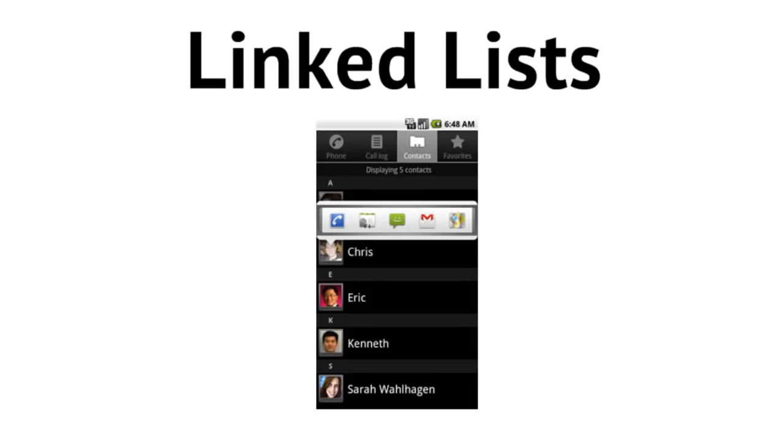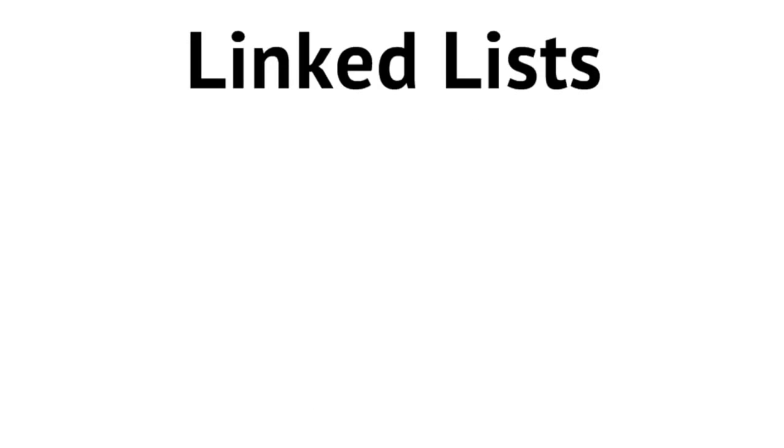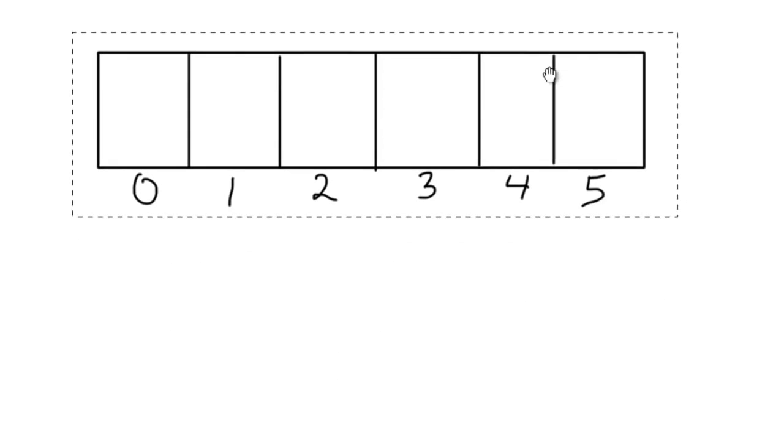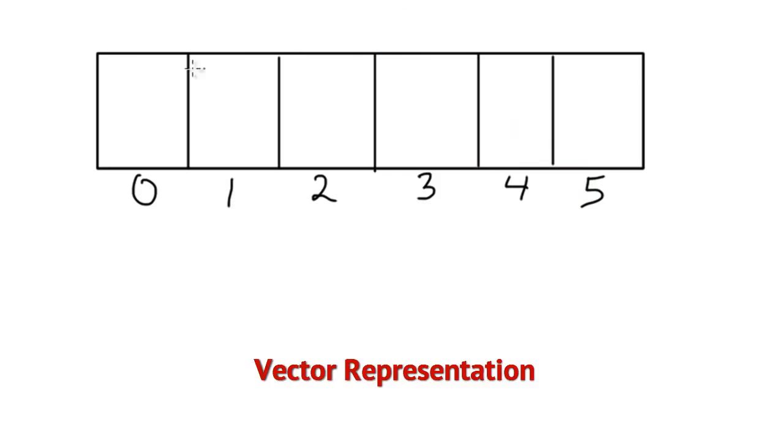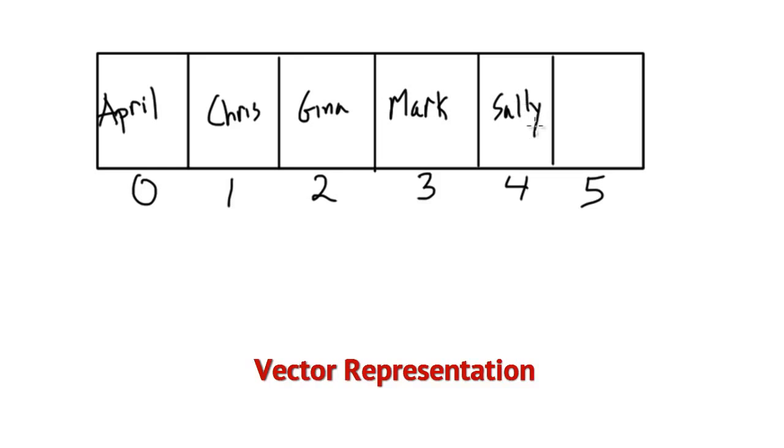And initially, instead of using a linked list, which is the main data structure we're going to talk about in this video, I first wanted to talk about representing it using a vector. So initially, we'll say that we have a vector of size 6, and we have maybe 6 contacts that's able to fill up that vector. So we have maybe April is one of our contacts, we have Chris, we have, let's say, Gina, we have Mark, we have Sally, and the last one we'll have is Tom. So these are all of our contacts that we currently have.